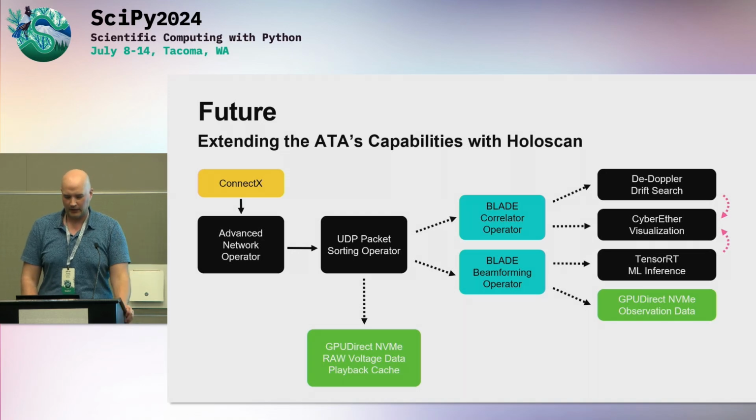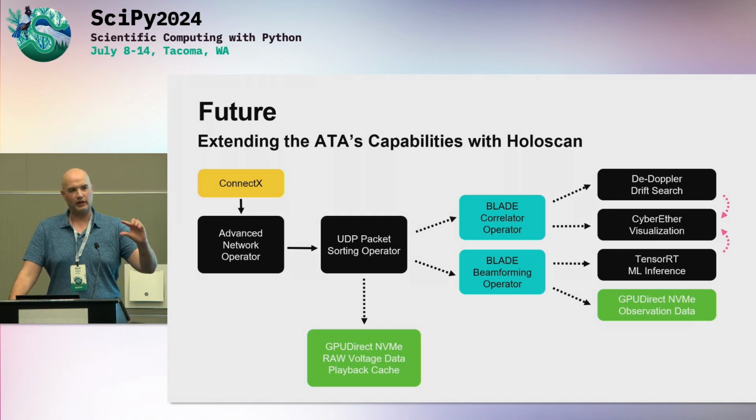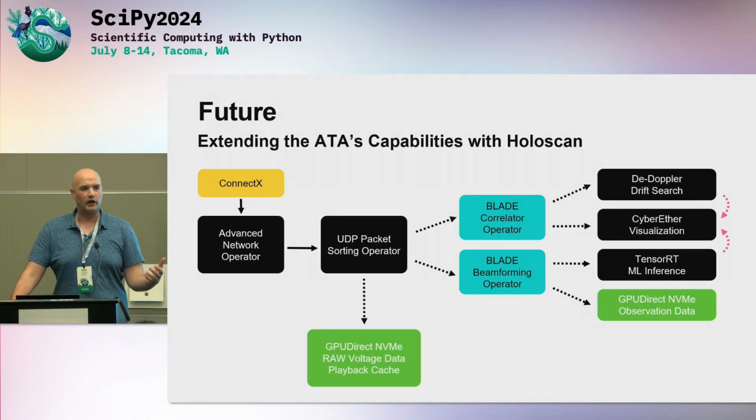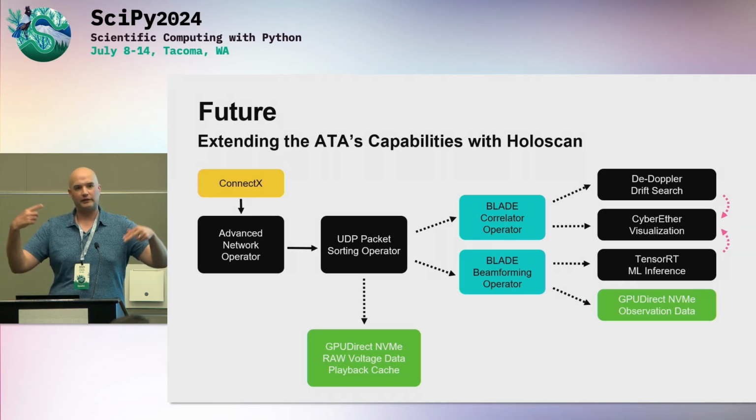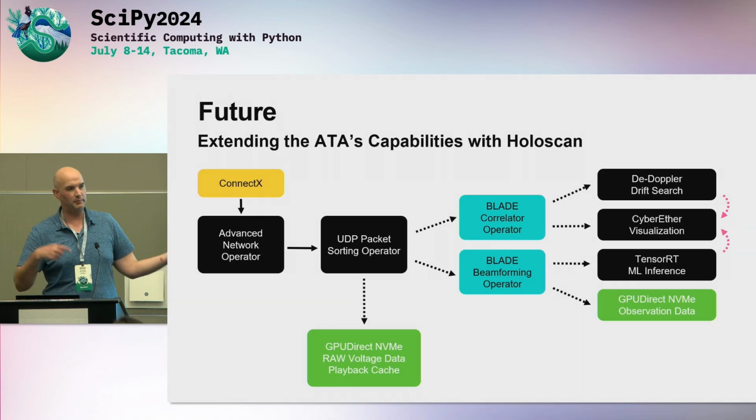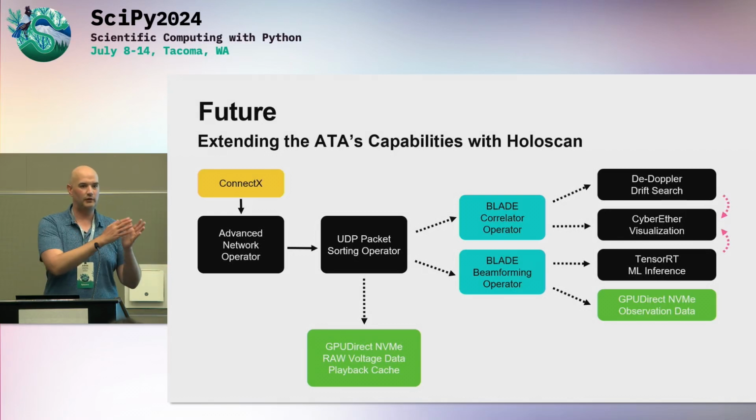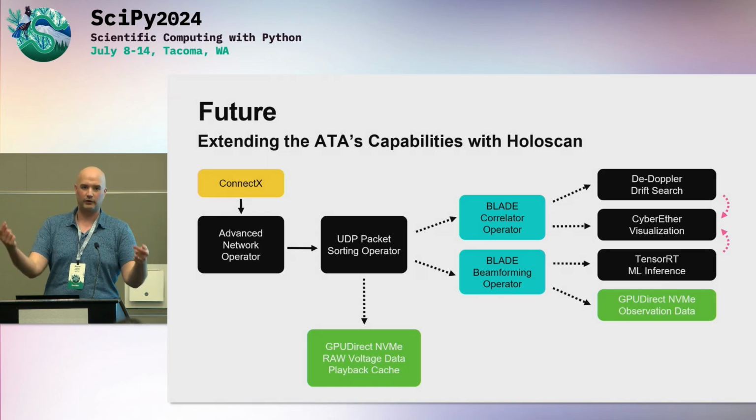In the future, we are looking into extending this processing pipeline at the ATA, predominantly with machine learning inferencing in real time to detect fast radio bursts. And we're also investigating the relationship between building these real-time pipelines in Holoscan with GPUDirect Storage. Similar to the direct memory path from NIC to GPU, we're looking at a direct memory path on the consumer and producer side from GPU to NVMe.